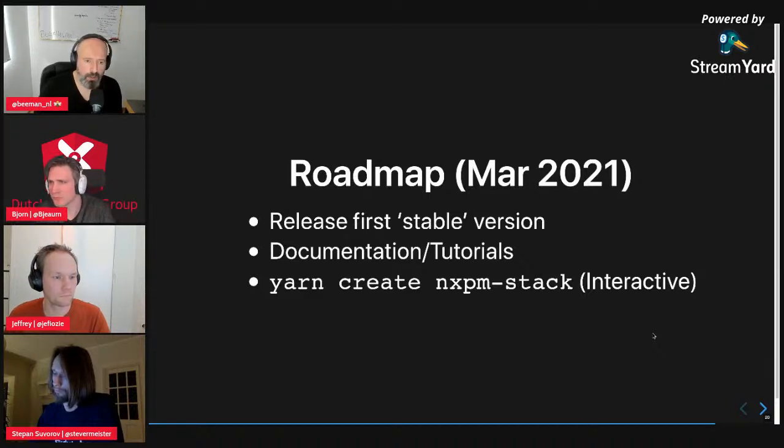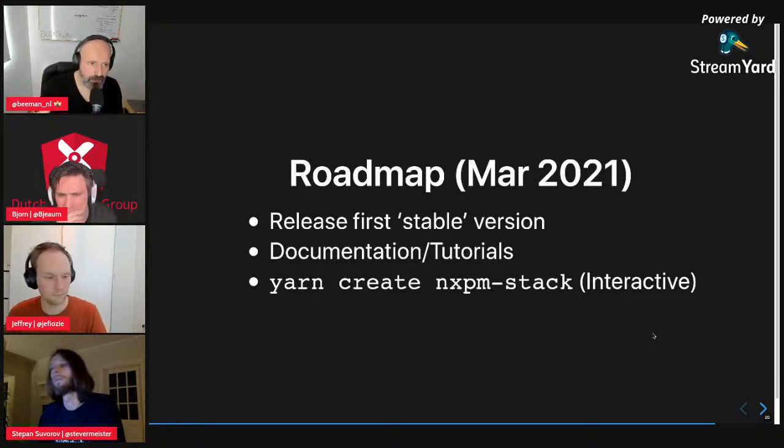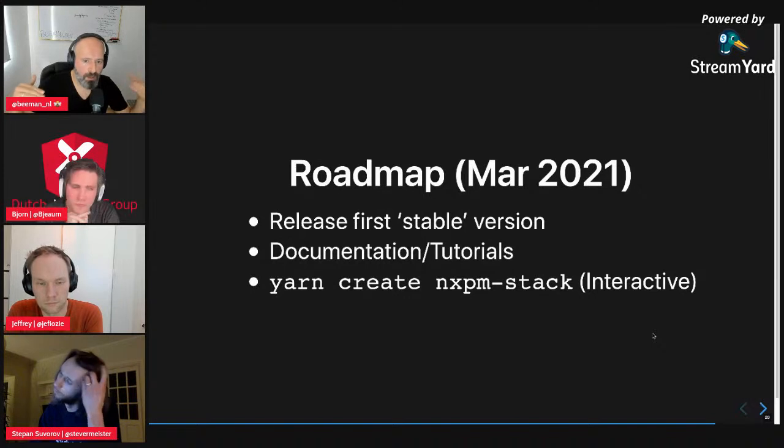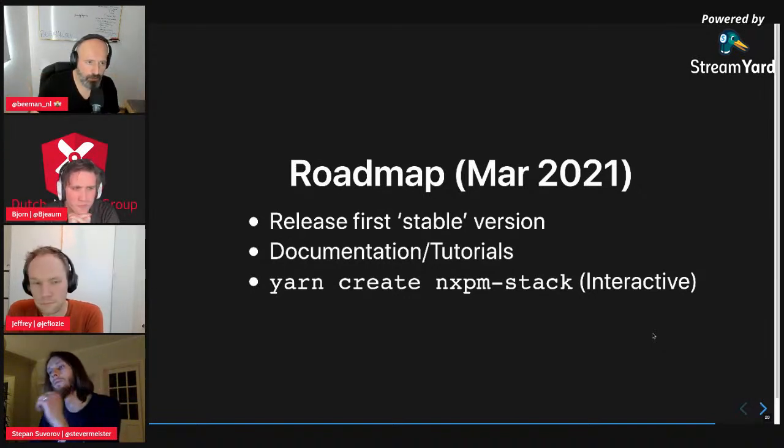I'm going to be working on documentation and tutorials, and on an interactive experience where you can say yarn create NXPM stack, and it will ask you questions. What's the name of the stack? What's the NPM scope? And then down the line, when we get there, do you want Nest or Go? Do you want React or Angular? I want this interactive experience to be your one go-to shop where you can just start a new project, answer a bunch of questions, and bam, it generates it for you.